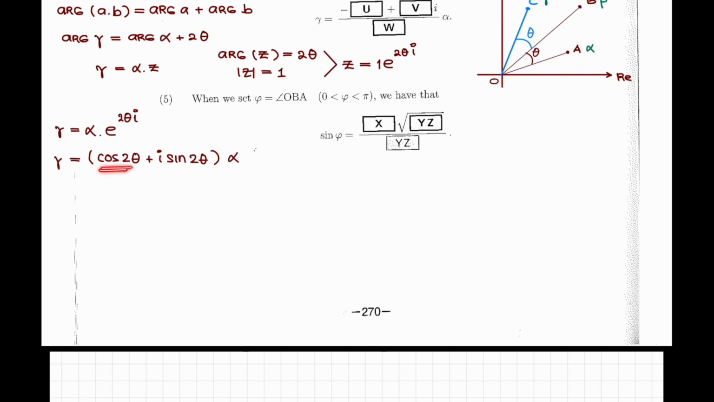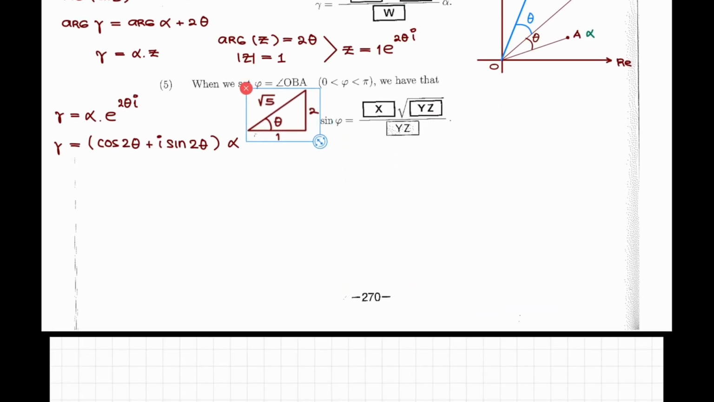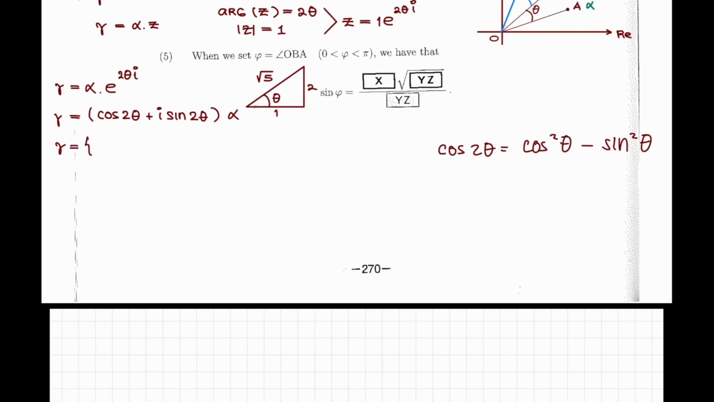Now I need to find the value of cos 2 theta and sine 2 theta. I think this is easy, because we already know that angle theta has an opposite side equal to 2, adjacent 1 and hypotenuse root 5. So I think I will take this. And then, okay, like this. As you know, by using the trigonometry identity, cos 2 theta is equal to cos square theta minus sine square theta. So cos 2 theta is equal to cos square theta, that means 1 over 5, minus sine square theta, which is 4 over 5.